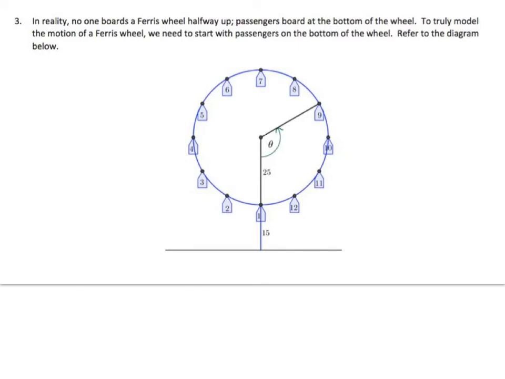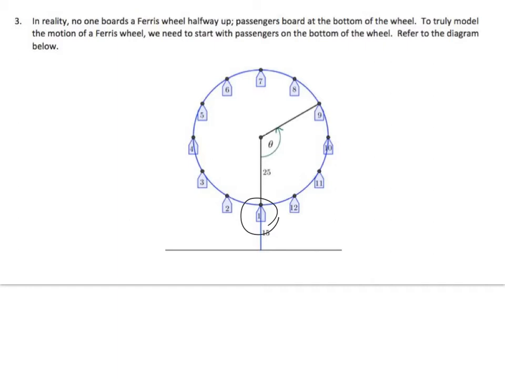Alright, in reality, no one boards a Ferris wheel halfway up. Passengers board at the bottom of the wheel. To truly model the motion of a Ferris wheel, we need to start with passengers on the bottom of the wheel. Refer to the diagram below. We have car 1 down here now.